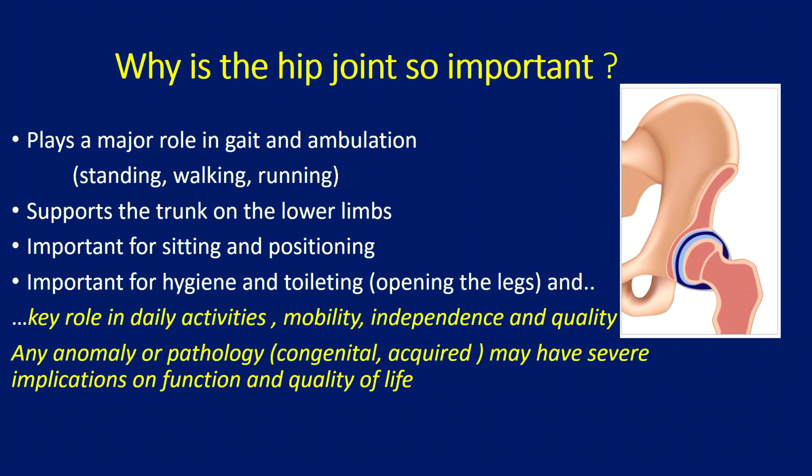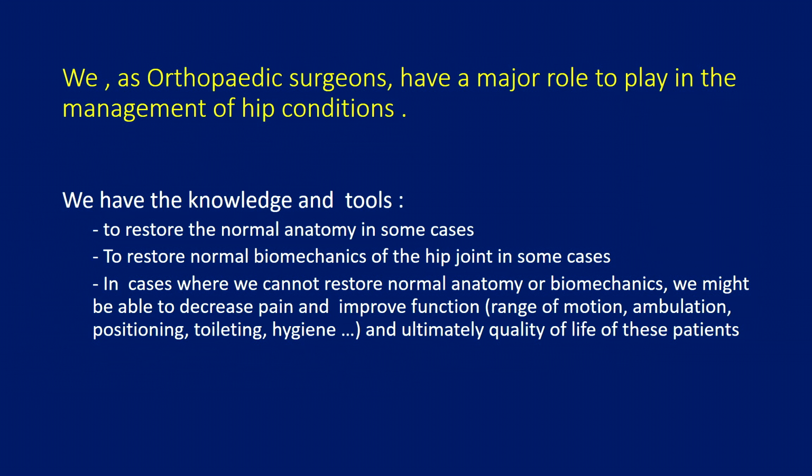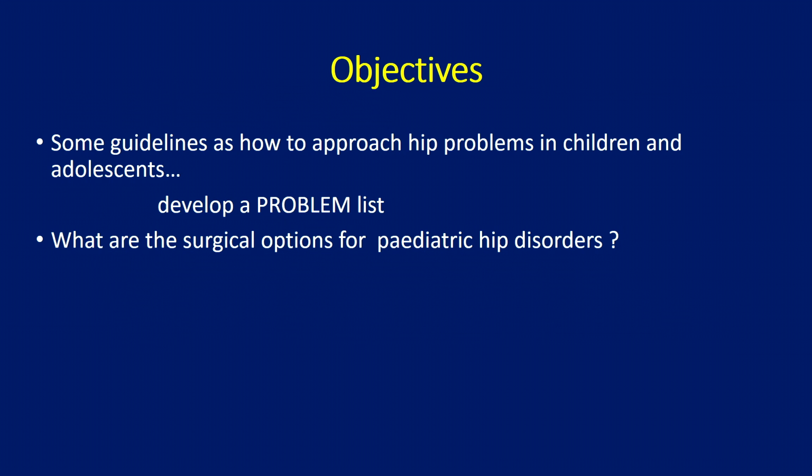Any anomaly or pathology that affects it affects not only the hip joint, but it affects your quality of life and independence. Therefore, we as orthopedic surgeons can do a lot to help these people. You have heard in the adult population, you will hear now in children what we can do. We have the tools, we have the techniques to restore the normal anatomy in many cases, restore the normal biomechanics in some cases, and in case that we cannot restore this, there are still surgical options that we can do to help this patient.